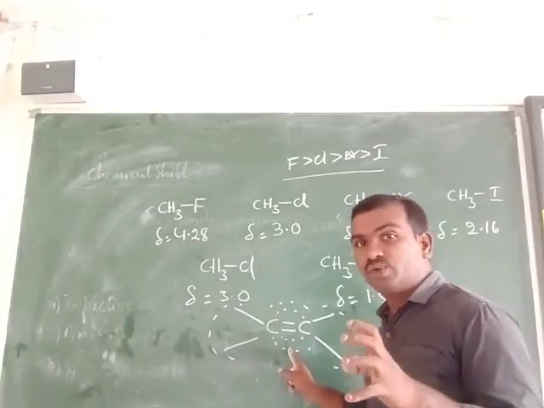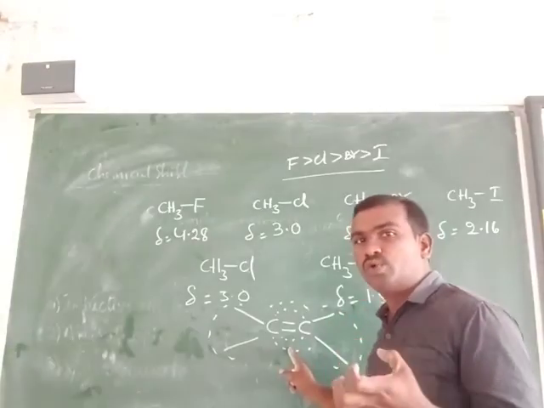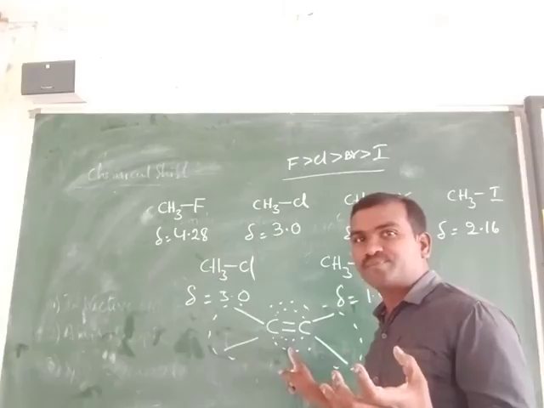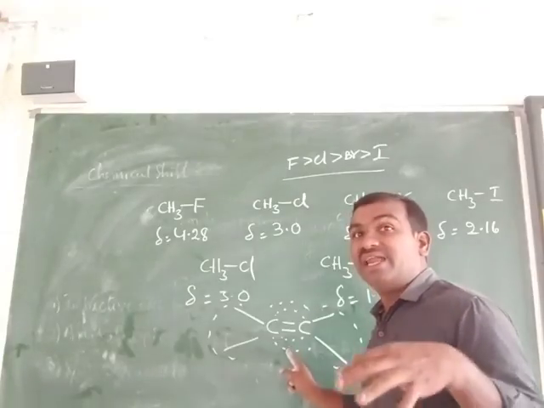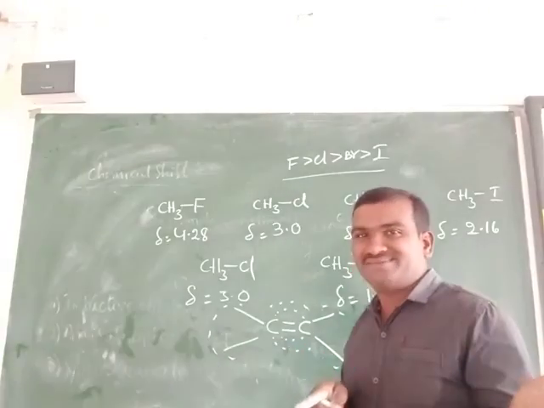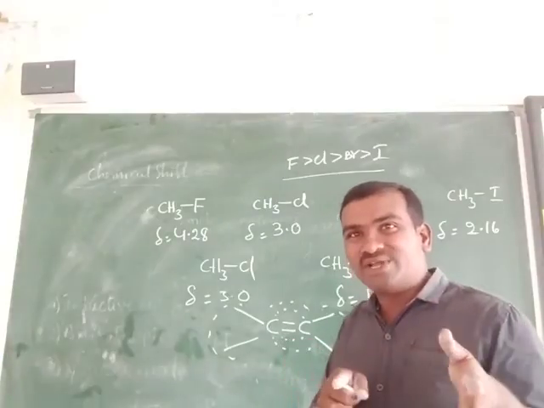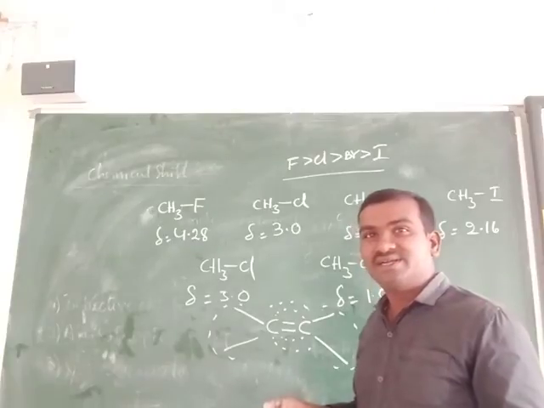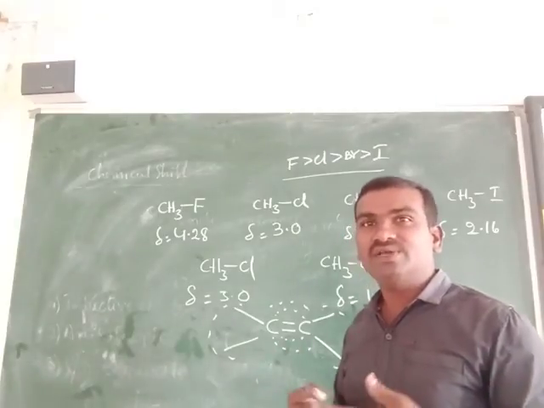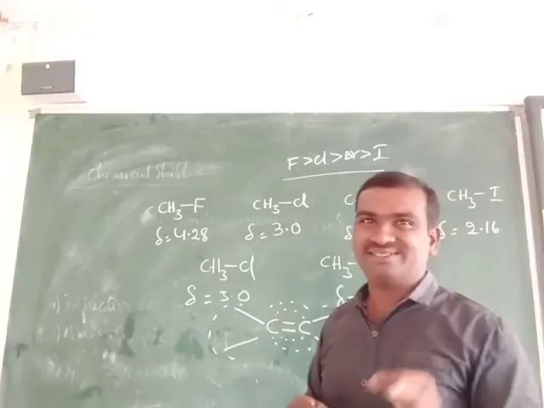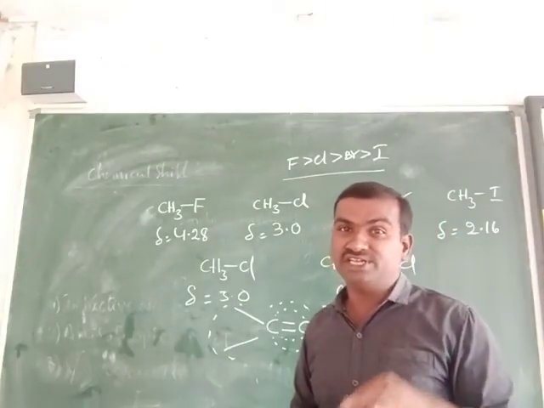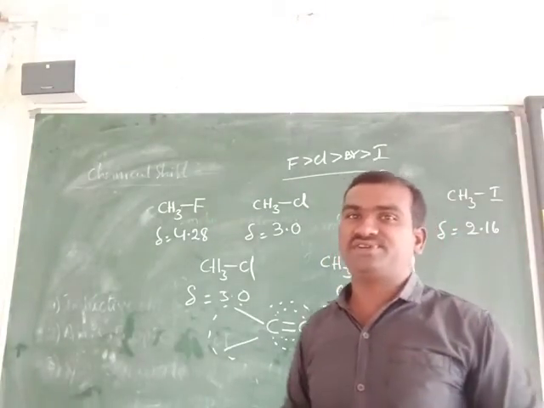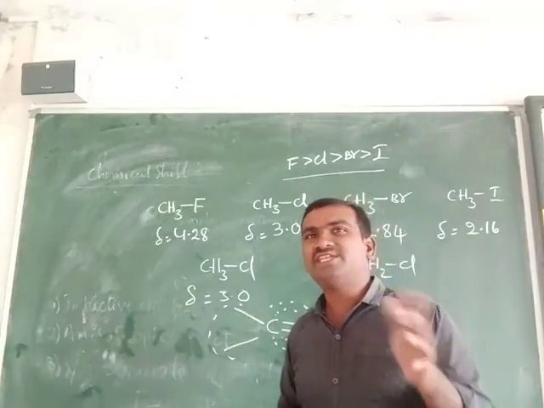The bulky group, bulky electron cloud, repels the electron cloud surrounding the proton. Thus, such a proton will be deshielded and the delta value increases. This is the van der Waals deshielding influencing the chemical shift. So next one, anisotropic effect.